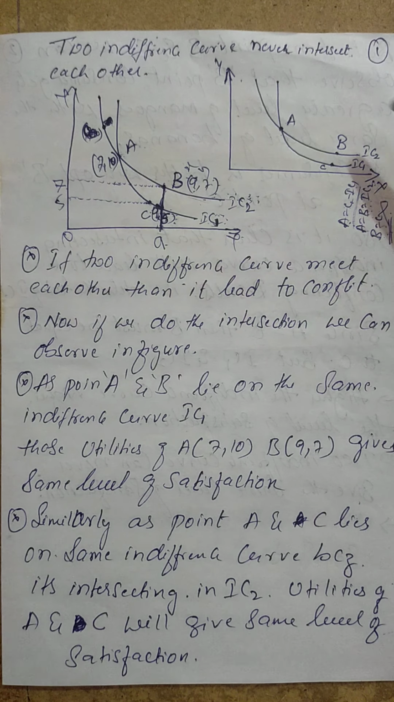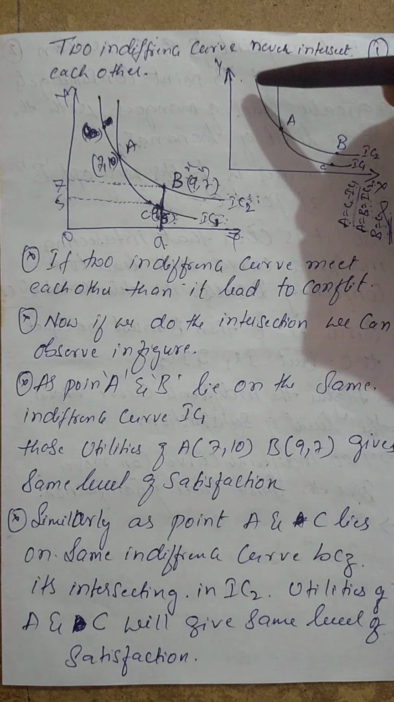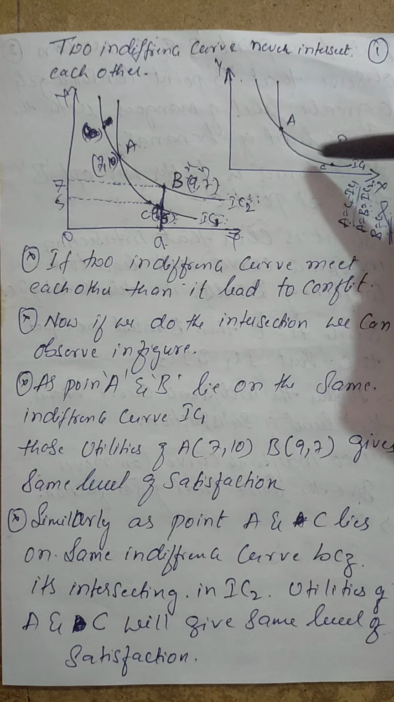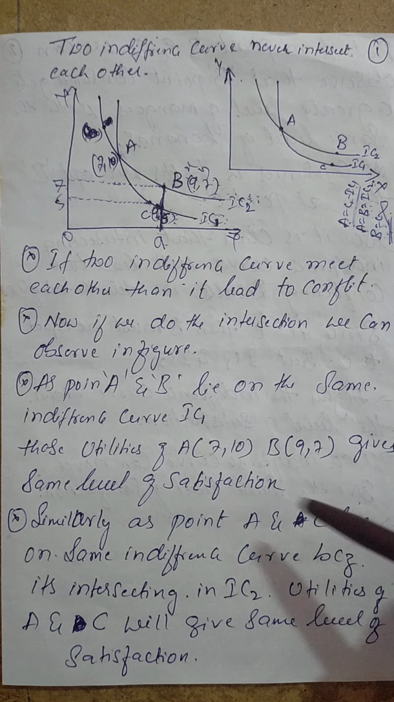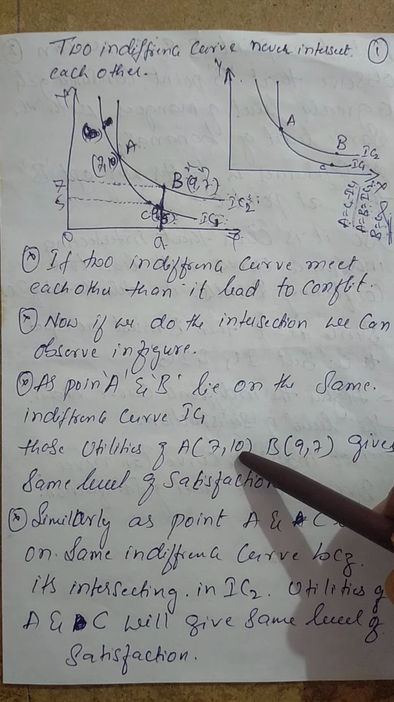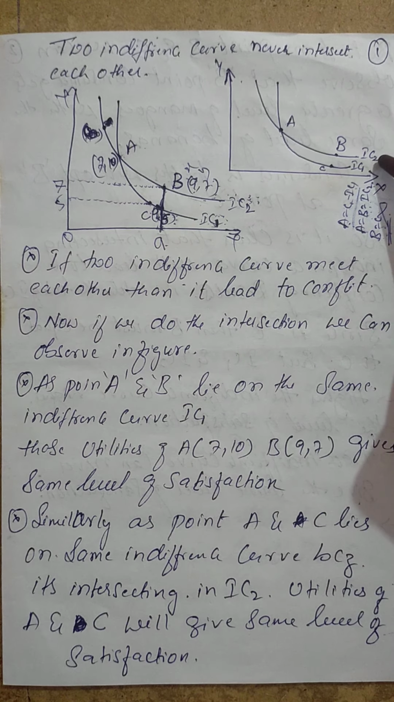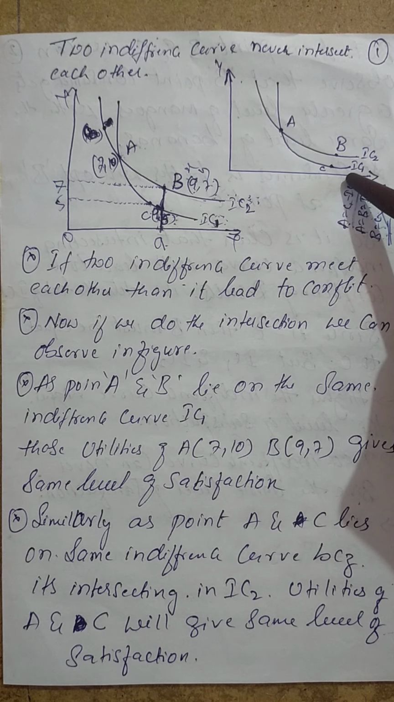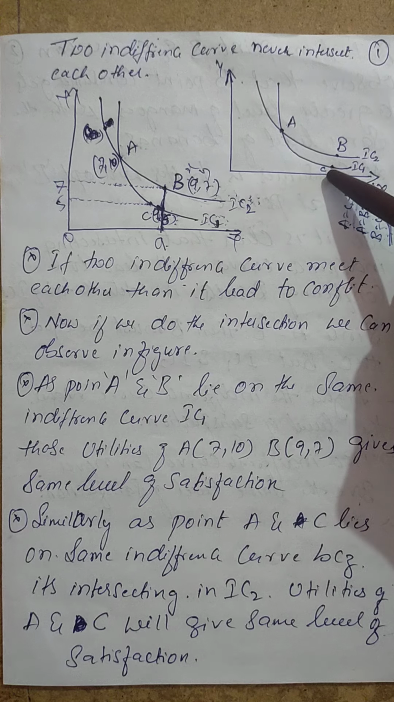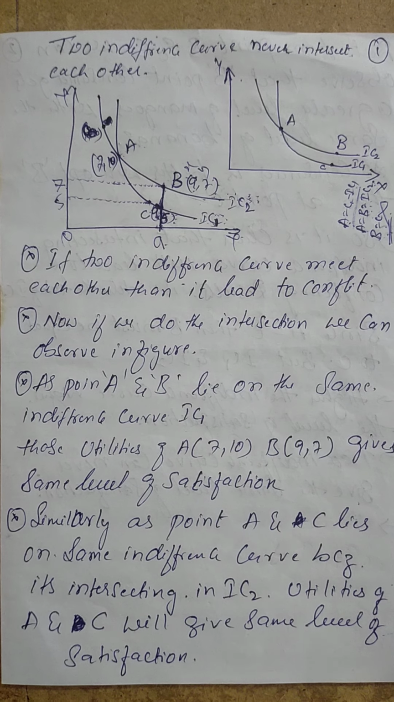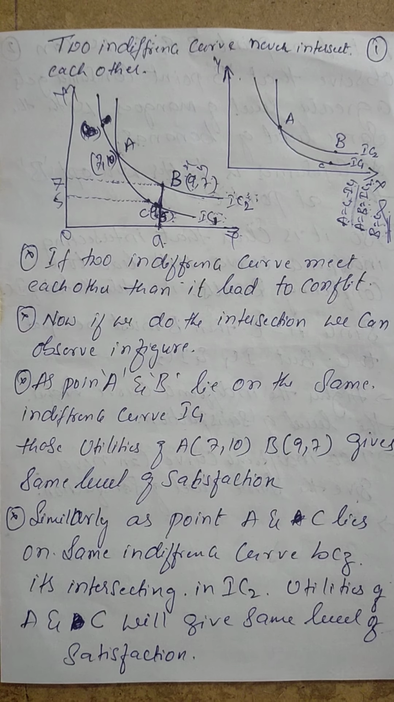The same thing happens in IC2: A and B are lying on IC2. So this is IC2 and this is IC1. In IC1, A and C are lying, and in IC2, A and B are lying. So the utilities of A, which is 7 comma 10, and B, which is 9 comma 7, give the same level of satisfaction in IC2, and A and C, 7 comma 10 and 9 comma 6, also give the same level of satisfaction, because both lie on the same indifference curve. That is the point we have to observe.